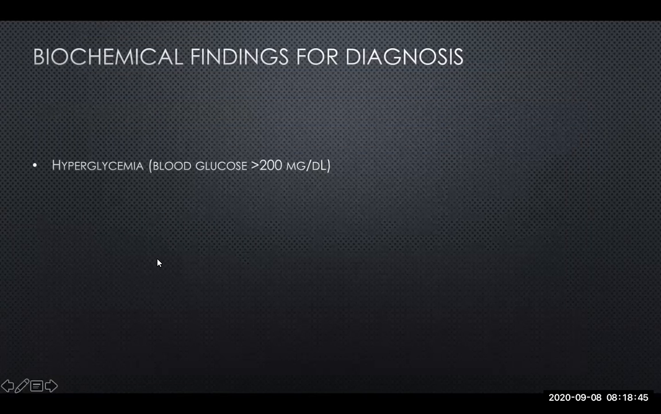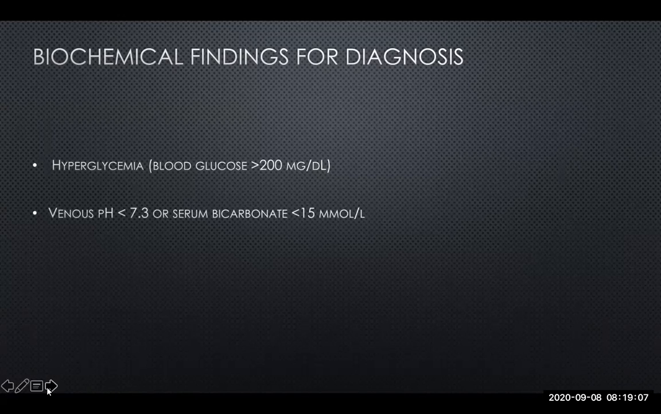So we need to have some biochemical findings for the diagnosis of the DKA. The first is the hyperglycemia. We are going to have the glucose level in blood of more than or equal to 200 milligrams per deciliter. We are going to have the pH less than 7.3 or bicarbonate less than 15.